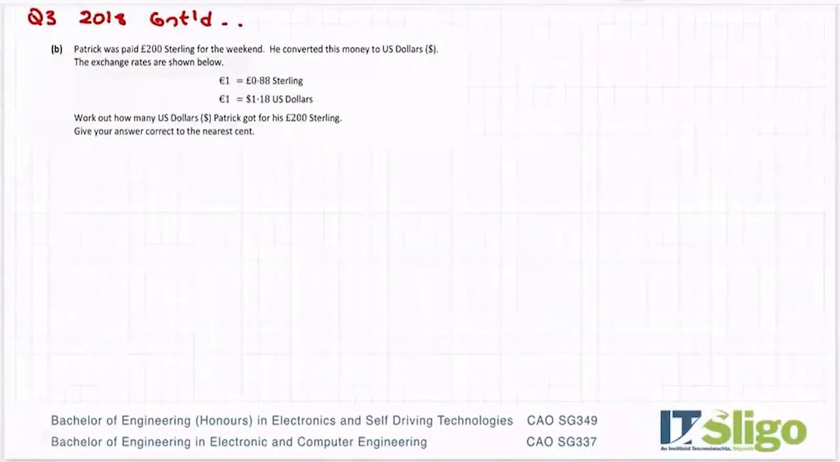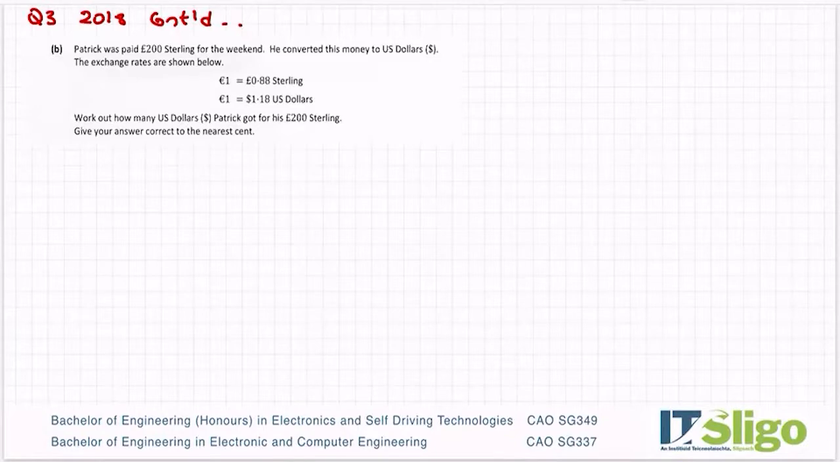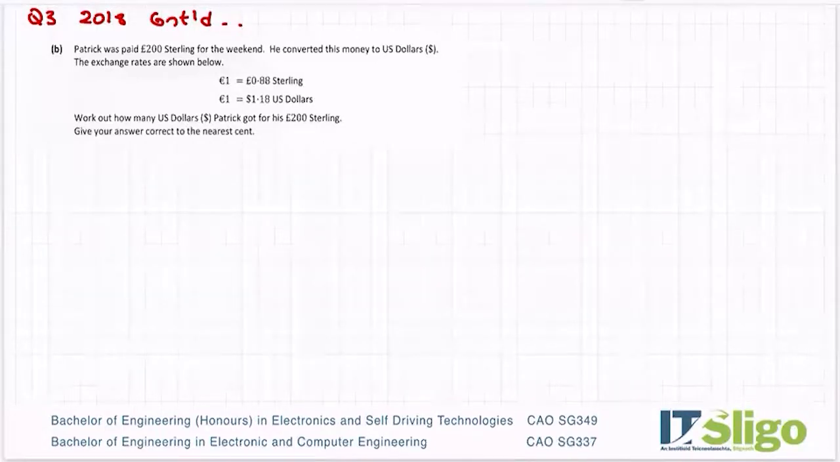Part B then. Patrick was paid £200 sterling for the weekend. He converted this money to US dollars. The exchange rates are below. €1 is equal to 88 pence sterling, and €1 is equal to $1.18. Work out how many dollars Patrick got for his £200 sterling.